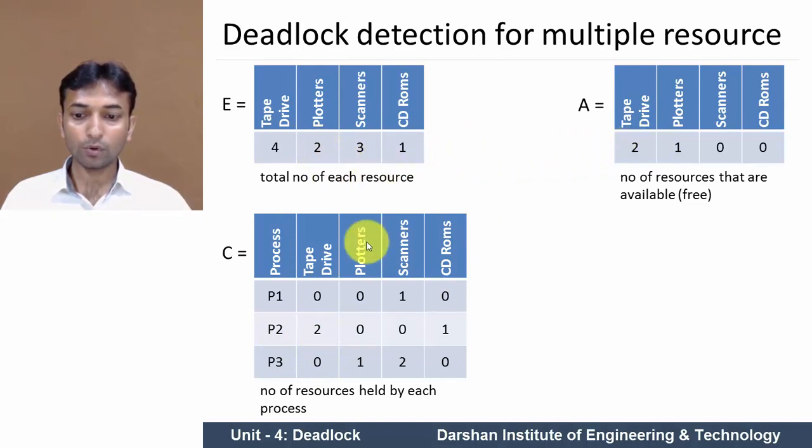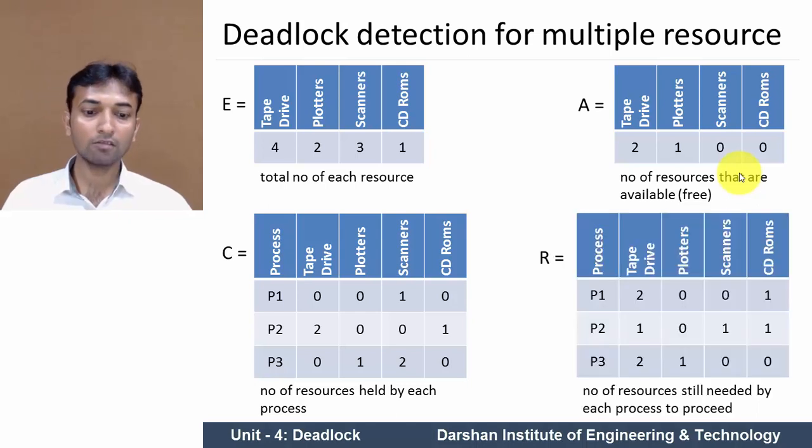Plotter, out of 2 plotters, 1 plotter is held by P3. So 2 minus 1, that is 1. Scanner, out of 3 scanners, 1 plus 2, 3 scanners are held by processes P1 plus P3. So it's 0. Same way CD-ROM, out of 1 CD-ROM, 1 CD-ROM is held by process P2. So it is 0. Then R equals the number of resources still needed by each process to proceed.